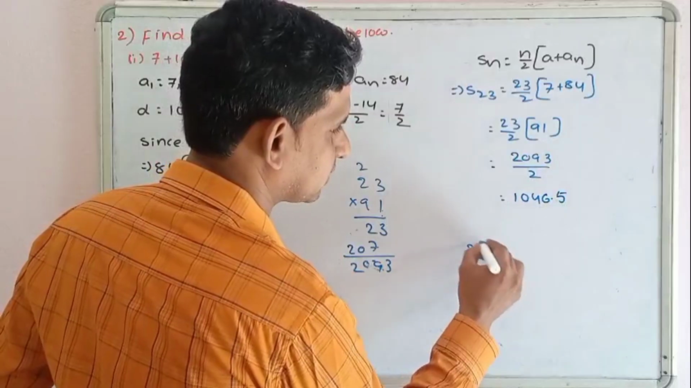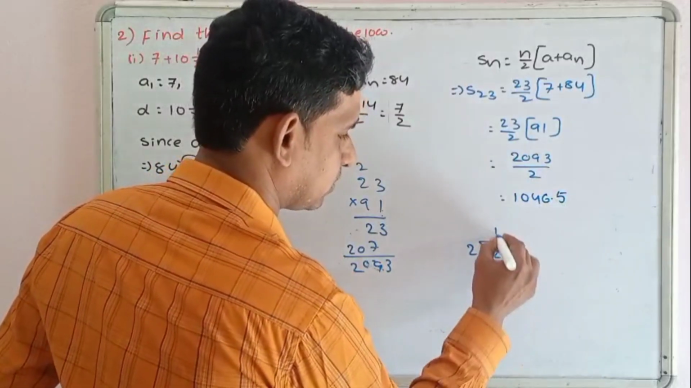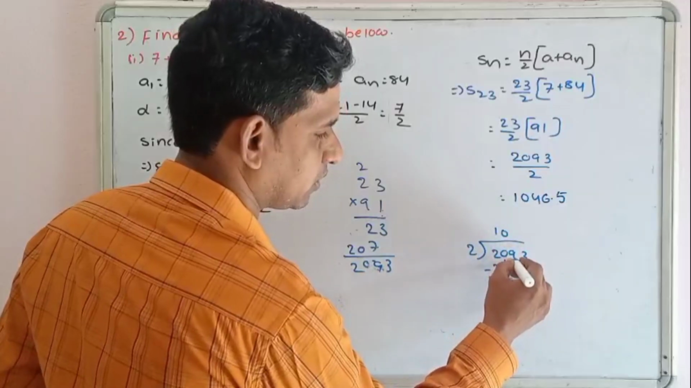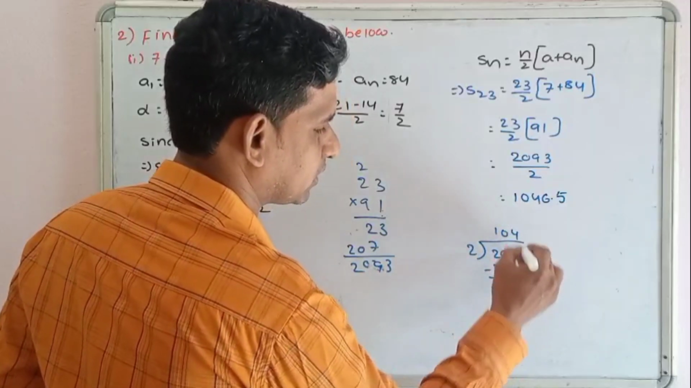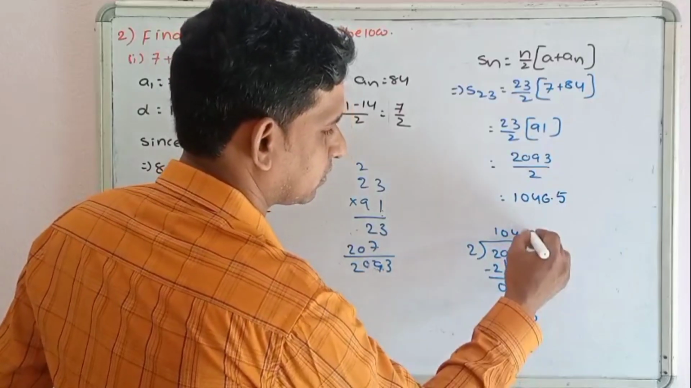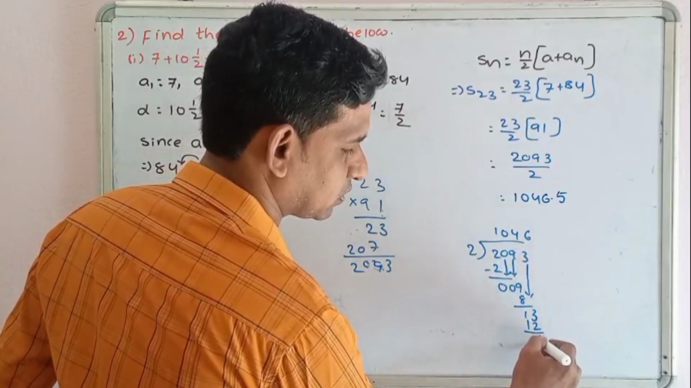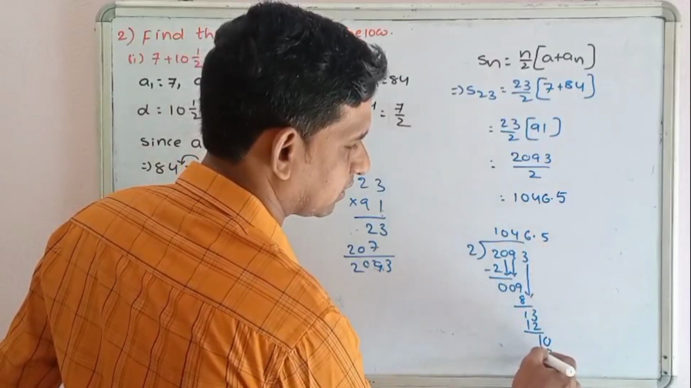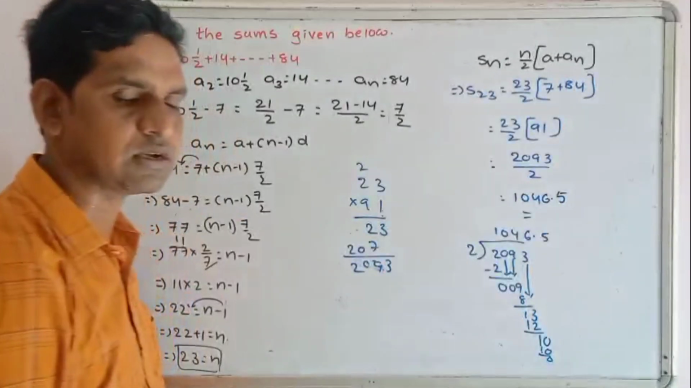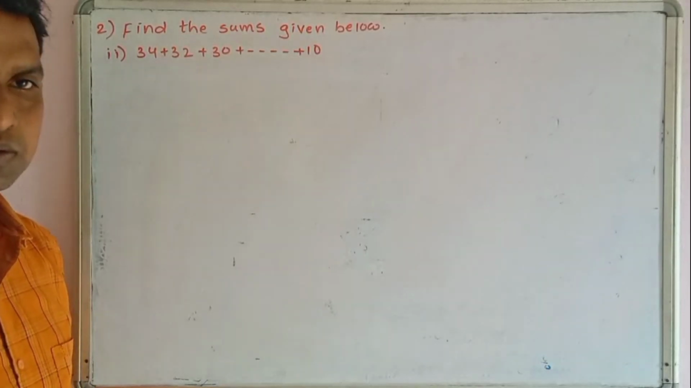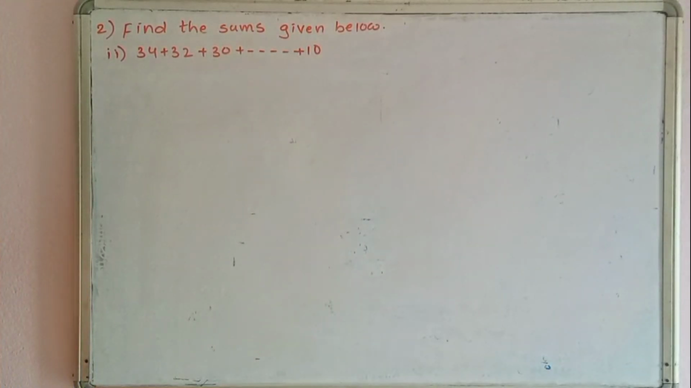If you don't know, do it like this. 2093. 2 ones are 2, 2 minus 2 is 0, keep 0 here. Next number 9. 2 fours are 8, 1 remains. Next number 3. 2 sixes are 12, 3 minus 2 is 1. Take the decimal and 0. 2 fives are 10. So the final answer is 1046.5.